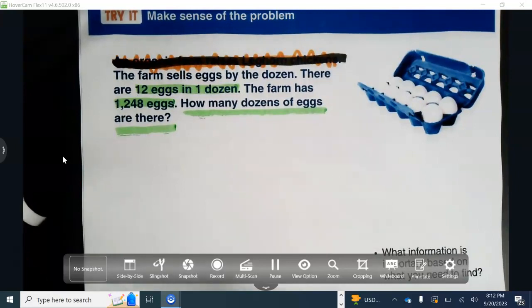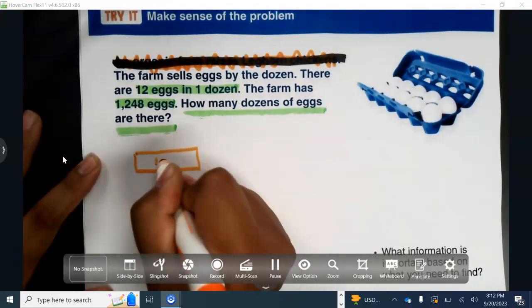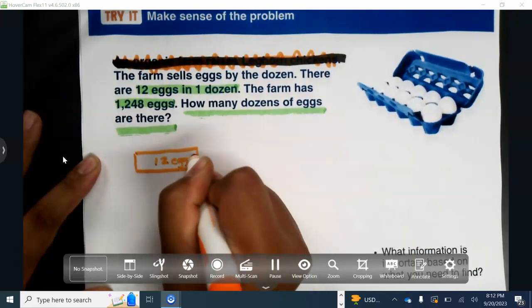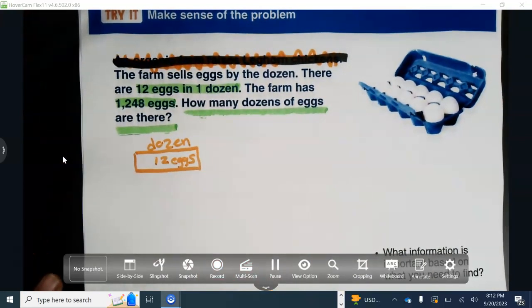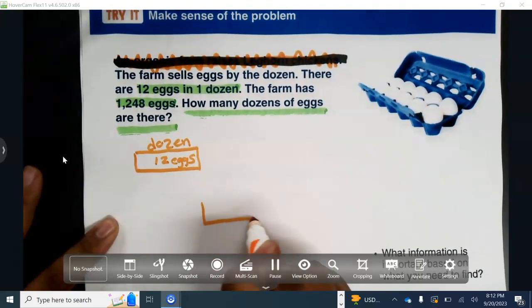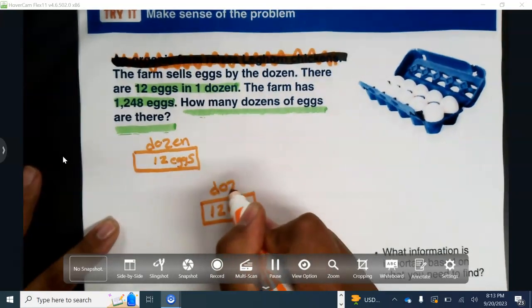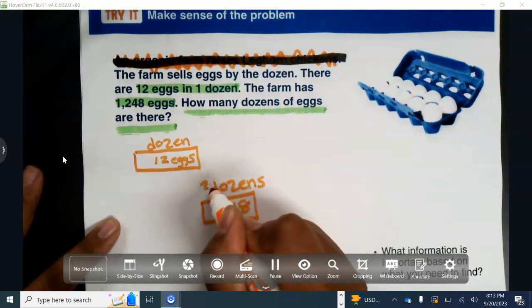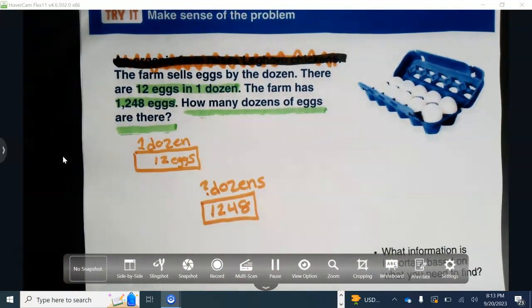So I kind of want to just draw this out so I can understand the problem. So in my egg carton, right here, I have 12 eggs, because this is my dozen. Okay? So I'm trying to figure out how many dozens is 1,248 eggs. Okay? And this is 1 dozen. So that's kind of what I'm trying to visualize.